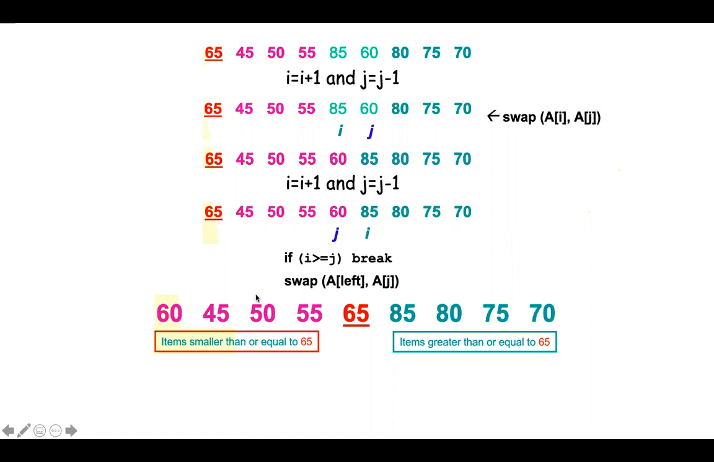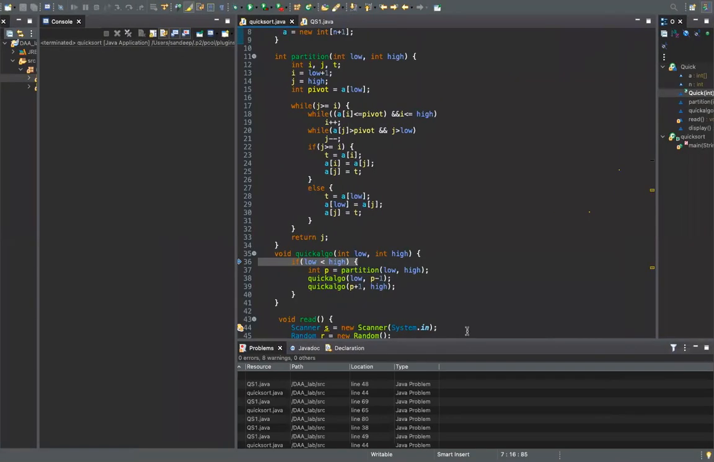Next, I will call quicksort for the left side array and quicksort for the right side array. Again, the partition function will be applied here and here. Independently, it will go on applying the partition function recursively. Here, the next partition element, 60, will be the first element. So it gets sorted here and then here. Let's see this in the program.